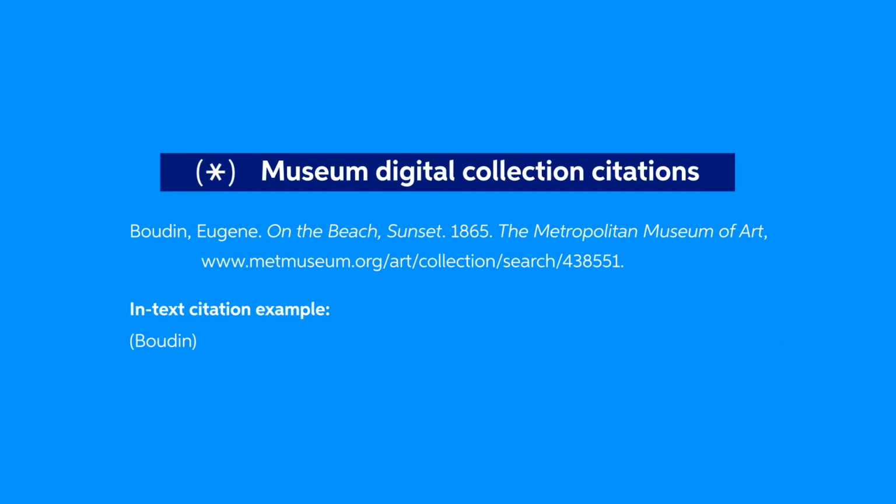Many museums have online collections of their work. Follow this information to cite paintings, photographs, and other artwork you find in these digital collections. Begin with the creator's last name and first name. Italicize the title of the digital image and punctuate with a period. List the year it was created. Italicize the museum or publisher's name, provide any numbers applicable, and end with the URL, DOI, or permalink.